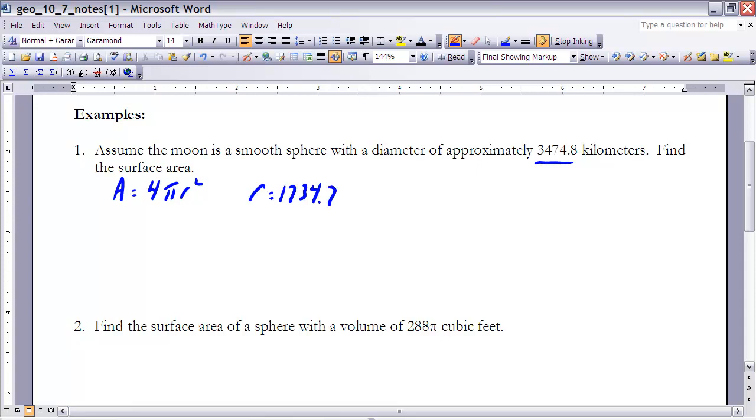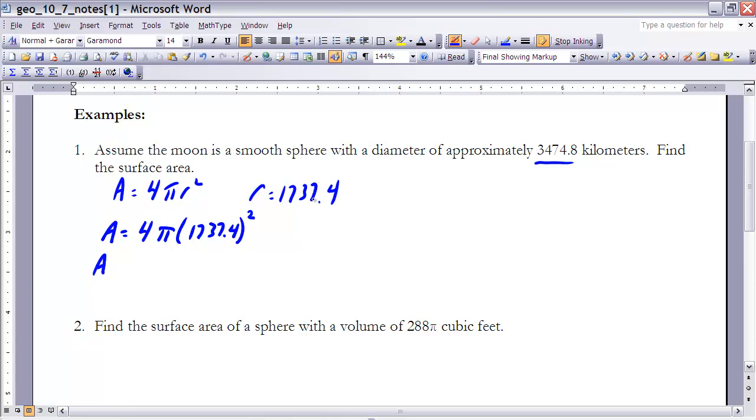1734.7. Excuse me, 1737.4. I wrote that down wrong. This would be 7 here. Okay, so if that's the radius, to find the surface area, I'm going to take 4 times pi times that value squared. This is exactly how I'd want you to write it down too. Just plug in that value.